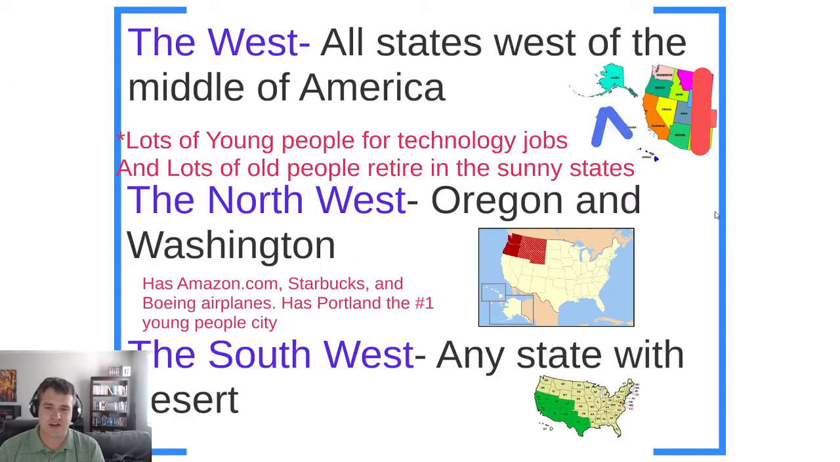Okay, so let's start off with three regions right here. Let's start with the West. I would personally call the West all states that are west of the middle of the United States, and the middle of the United States is like Colorado. So honestly, the West is 1, 2, 3, 4, 5, 6, 7, 8, 9 states. It's Utah and onwards.